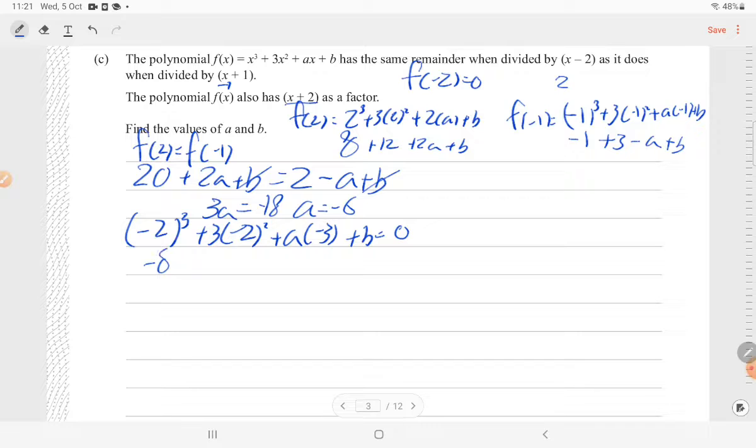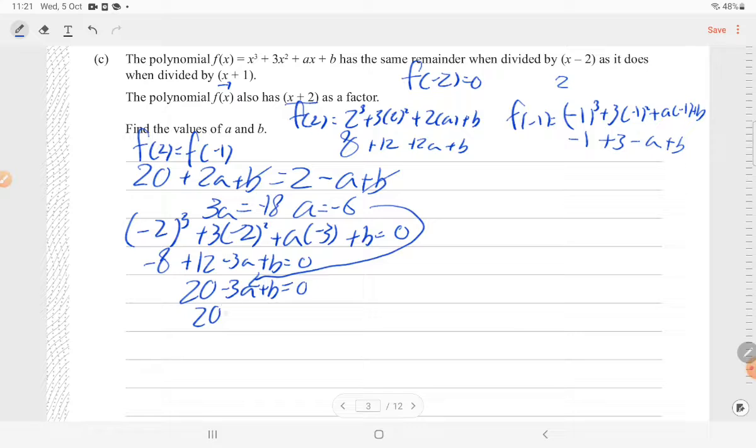So -8 plus 12, take away 2a plus b is equal to 0. So 4 take away 2a plus b equals 0. But then we know that a is equal to -6, so we can plug into here. So 4 take away 2 times -6 plus b equals 0. 4 plus 12 plus b equals 0. Therefore, b is equal to -16.